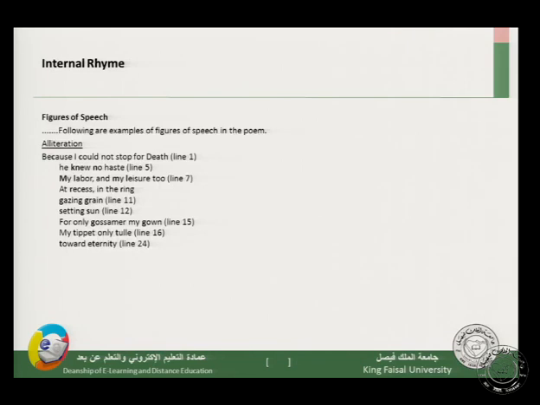Next is very important, figures of speech. We have a lot of examples of alliteration in this poem: new, no; my labor, my leisure; at recess, in the ring; and so on. Okay, also T. Of course, as I said before, it should be at the beginning: toward eternity.